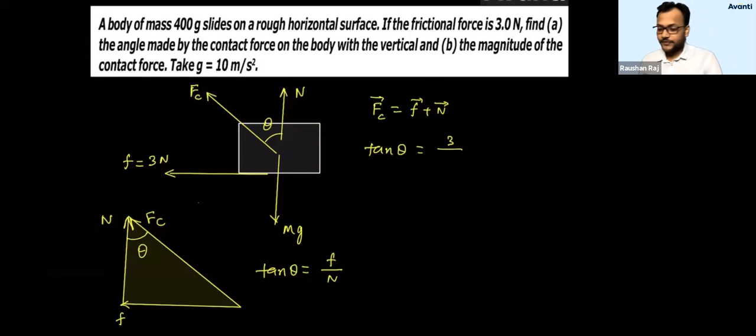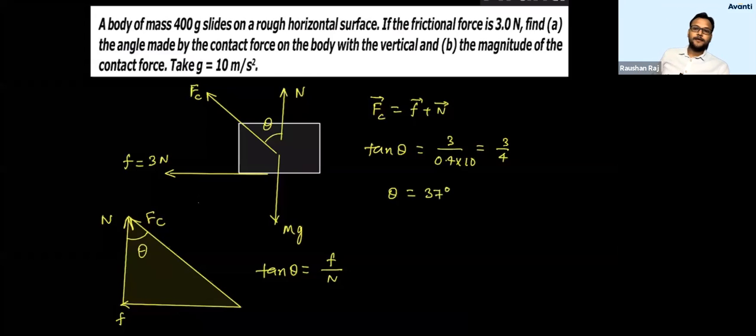So 400 gram. So it is nothing but 0.4 kg into g, that is 10. So it is nothing but 3 divided by 4. Tan theta is 3 by 4. That means theta is equal to 37 degrees. That means the angle made by the contact force with vertical is nothing but 37 degrees. So इसका काम हो गया.